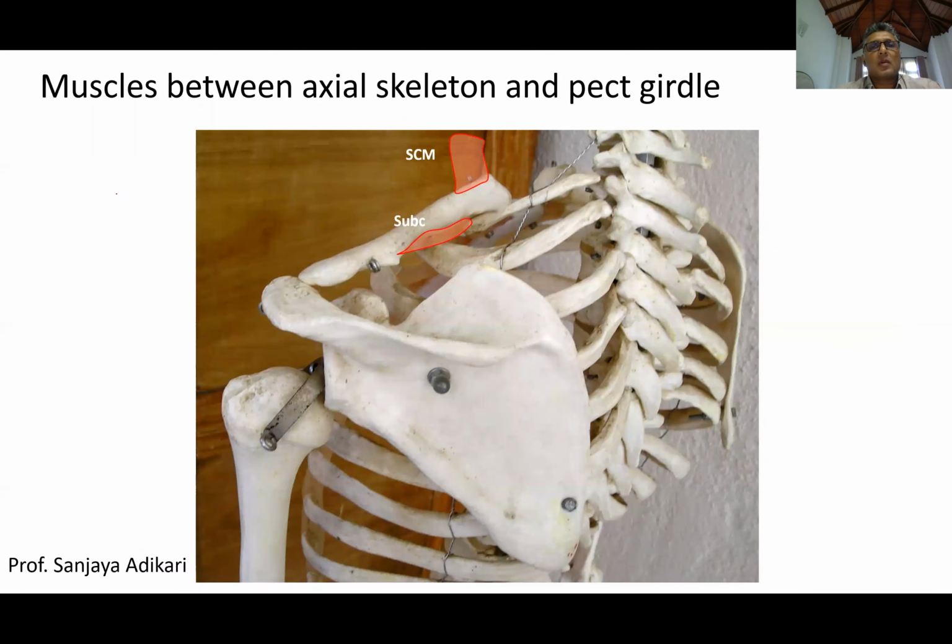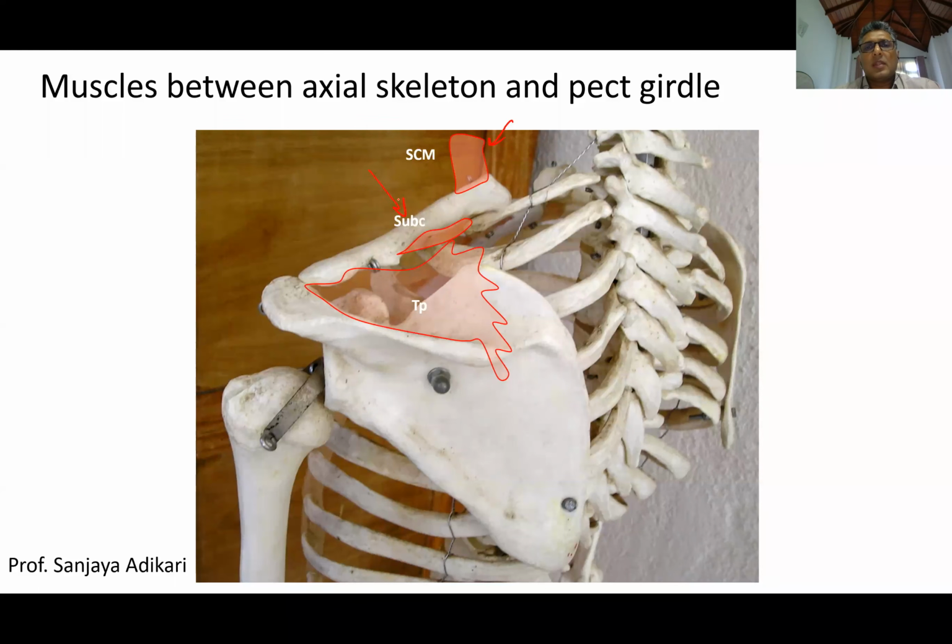Then these are all summarizations. If you summarize the muscles that are attached between the axial skeleton and the pectoral girdle, in front you have the sternocleidomastoid muscle, which is attached between the mastoid process and the medial end of the superior surface of the clavicle. Then you have the subclavius muscle attached to the inferior surface of the clavicle, and the other end is attached to the first rib. Then you have the trapezius.